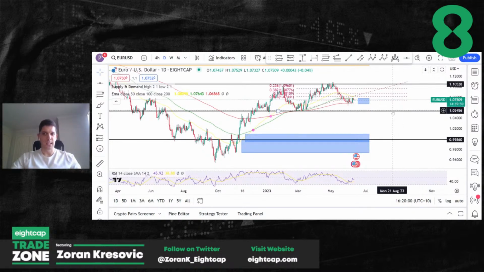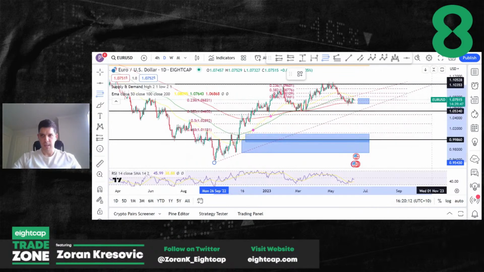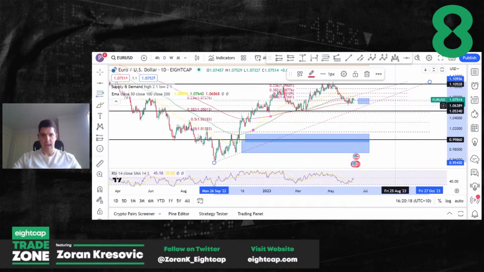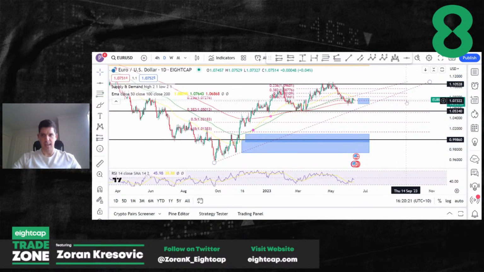So what would be the next level? Well, it's the level of natural support, which is around the 105 mark. Also, I want to apply the Fibonacci from the major low in September 2022 to the most recent high. What we can see there is that 23.6% of the major range is also clustering with 61.8%.